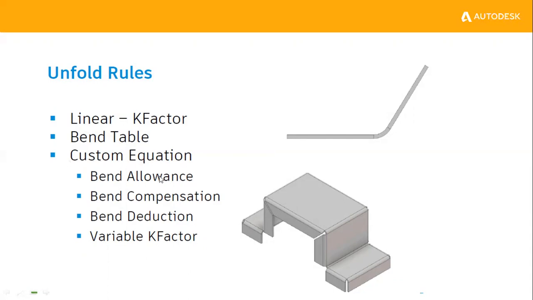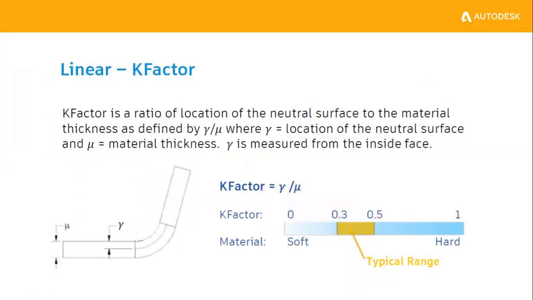Again here you will have four methods: based on bend allowance, based on bend compensation, based on bend thickness, and variable K factor. So let us see one by one. First, let us understand what is meant by this K factor.